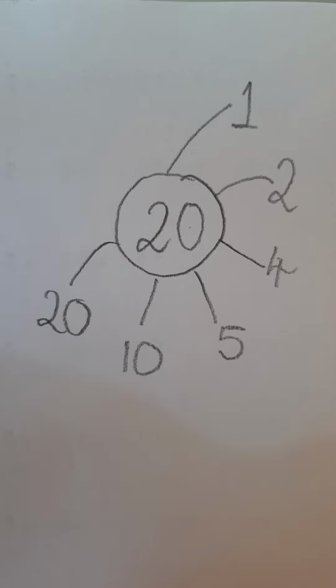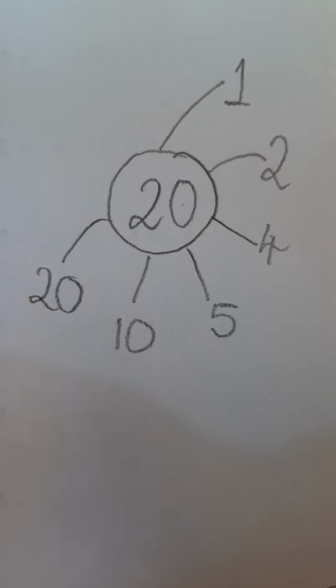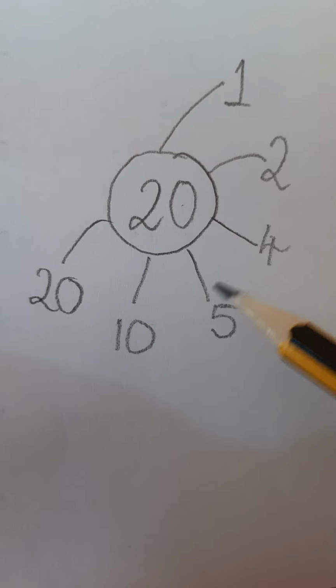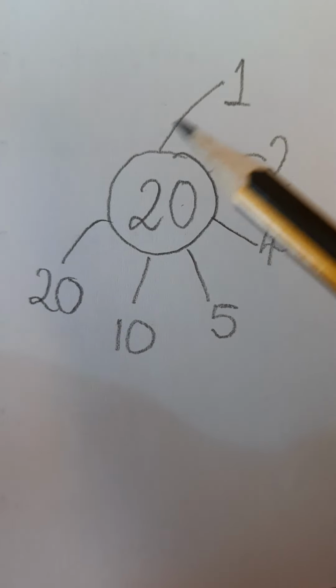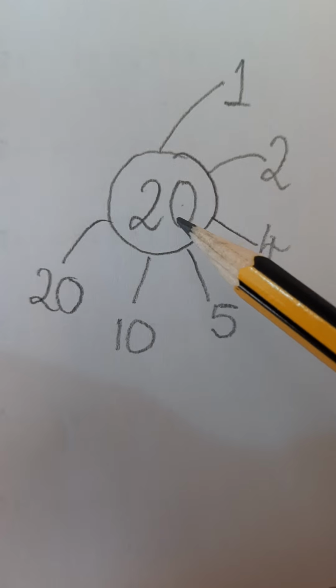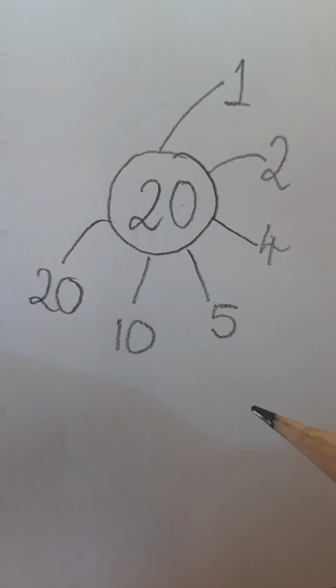So here we are at factor pairs. What is a factor pair? Well, first of all, you have to find all the factors of a number. Here we go, we've got them all here. So what is a factor pair? Well, a factor pair will be 2 factors that when you times them together will equal the original number.